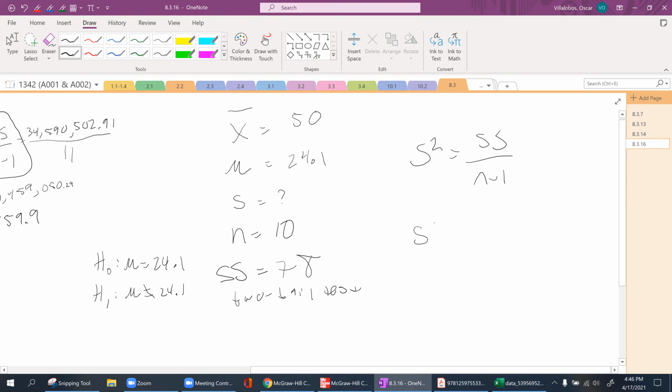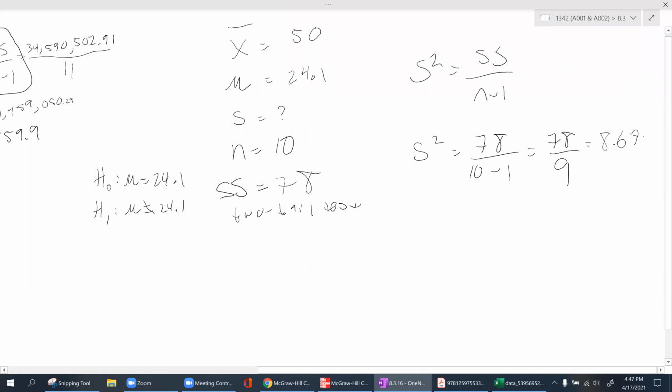So S squared would be 78 over 10 minus 1, which is 78 over 9. 78 over 9 gives me 8.67. And I know how to find S: I take the square root of 8.67, which gives me 2.94. So boom, in other words, that would be the pre-work you would have to do. So please be on the lookout for those.